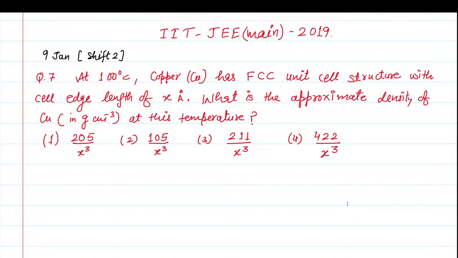2019. The question is: at 100 degrees Celsius, copper has an FCC unit cell with edge length x angstrom. So what is the approximate density of copper at this temperature? Tell me.